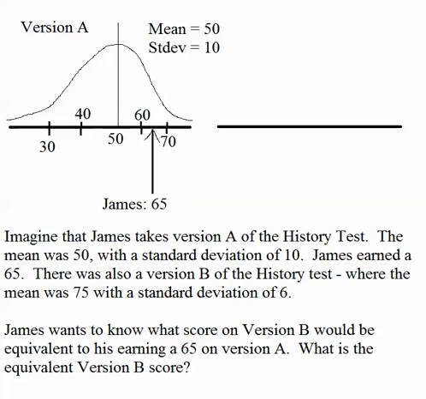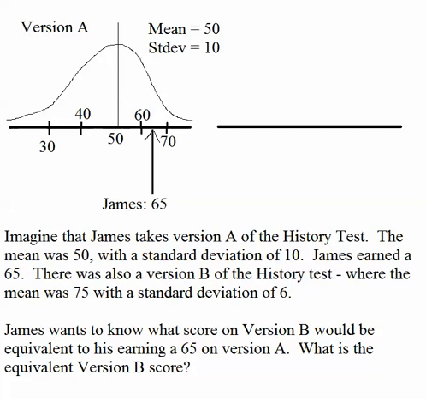If he was just one standard deviation above the mean, he would have a score of 60. If he was two standard deviations above the mean, he'd have a score of 70. But he's exactly between 60 and 70. So he has 1.5 standard deviations above the mean. His z-score would be 1.5. Remember that z-score is how many standard deviations you are above the mean.